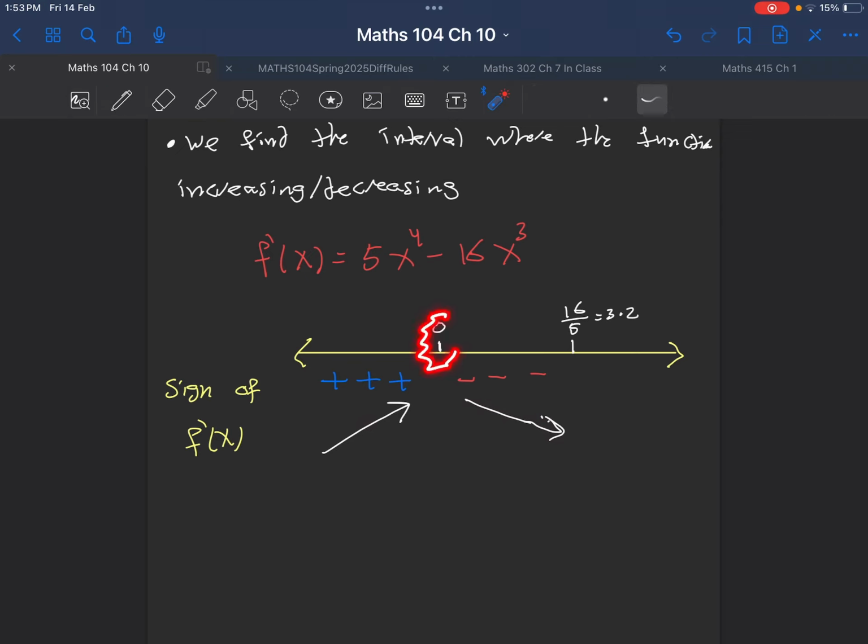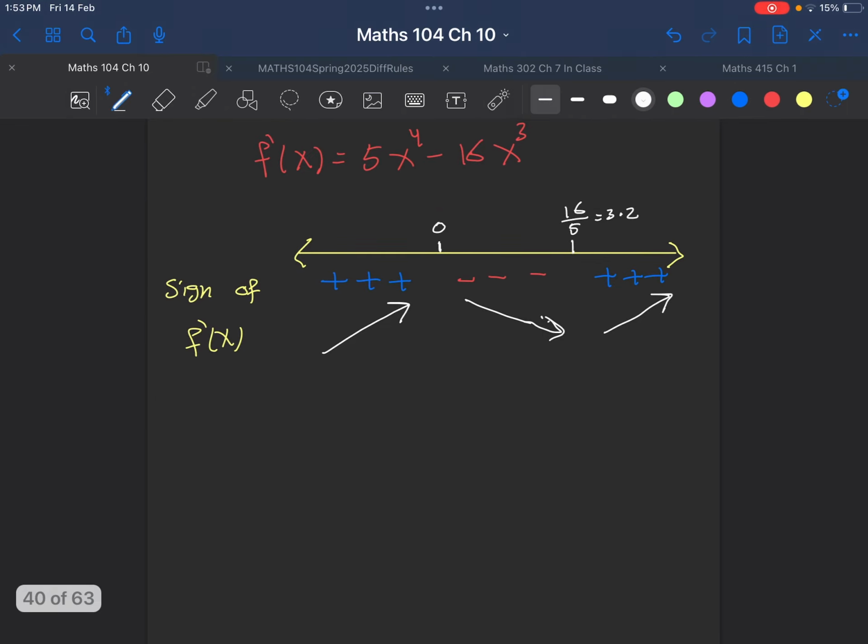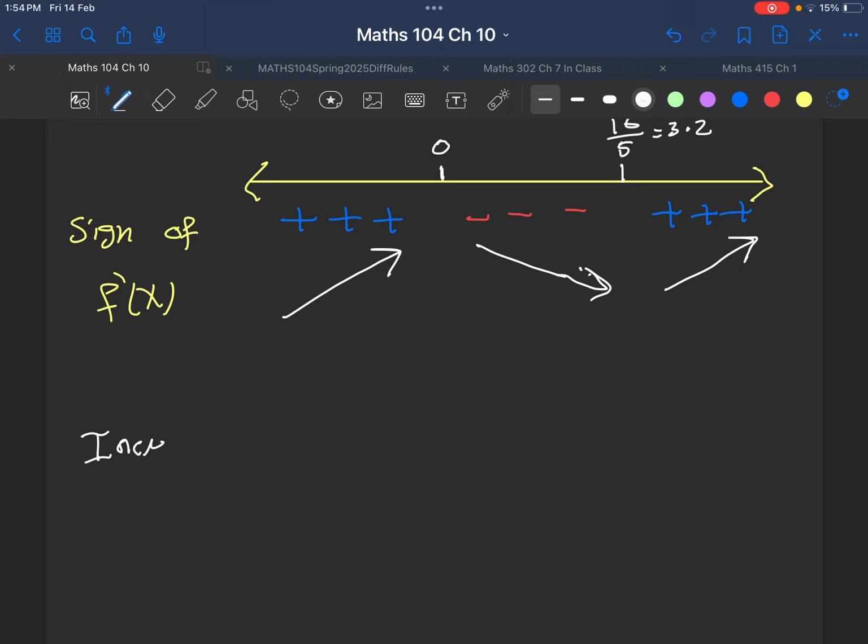Let's continue. Choose a number which is greater than 3.2. I will choose 4. If you choose 4, it will also be positive, which means the function will go up again. Now, things are much easier for us. Why? Because we can write the summary here.